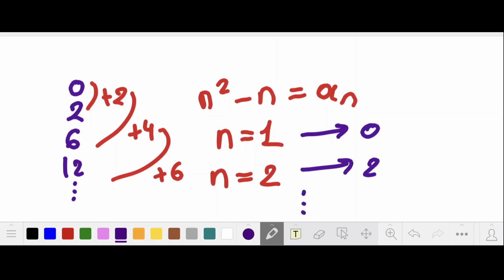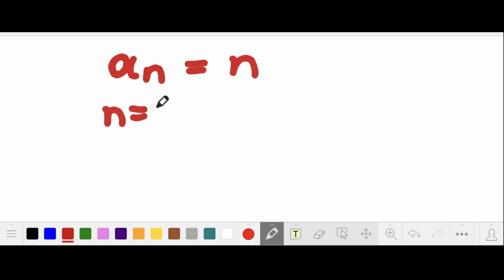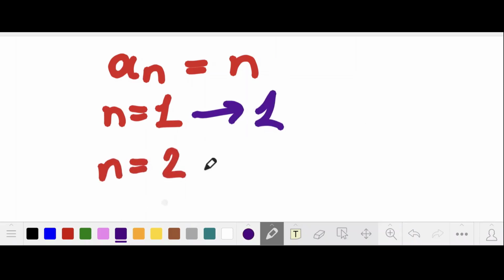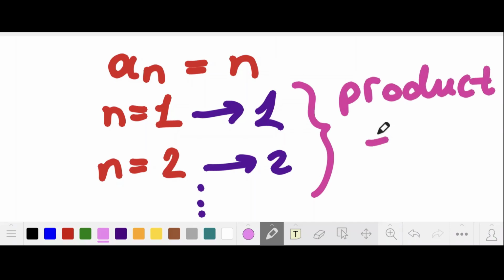and so on. In the case of n factorial, our sequence has a much simpler general formula, and that is a with n as an index equals n. So the first term is 1. The second term is 2, and so on. So all we have to do now is to take the product of our sequence.